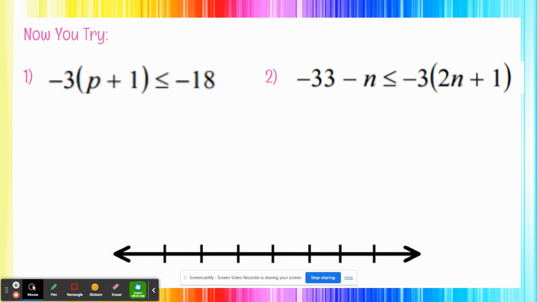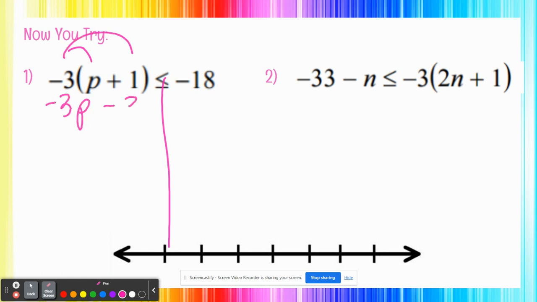Okay, and then we have number 3, the next one, excuse me, the third example that we're doing. All right, so we're going to use the distributive property first. So that's going to give me negative 3p. That would give me negative 3, bring down my inequality sign, and negative 18. Okay, I'm going to add 3 to both sides. So that's my zero pair, bring down negative 3p, bring down my inequality sign, and that gives me negative 15.